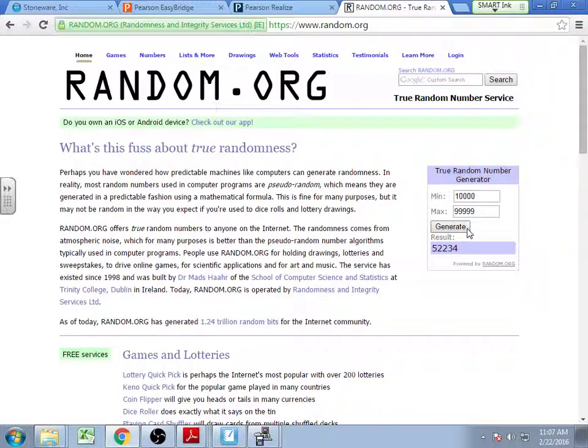So my first one, 5, 2, 2, 3, 4. So really, I rolled a 5, a 2, a 2, a 3, and a 4, if we're just using these as random numbers. Now I rolled an 8, a 6, a 6, a 4, and a 3.